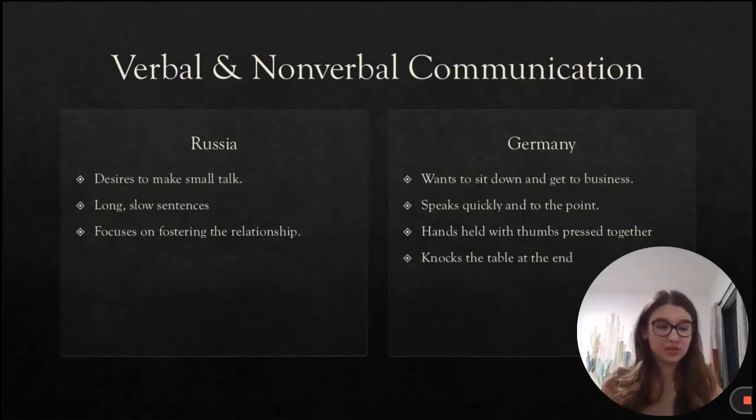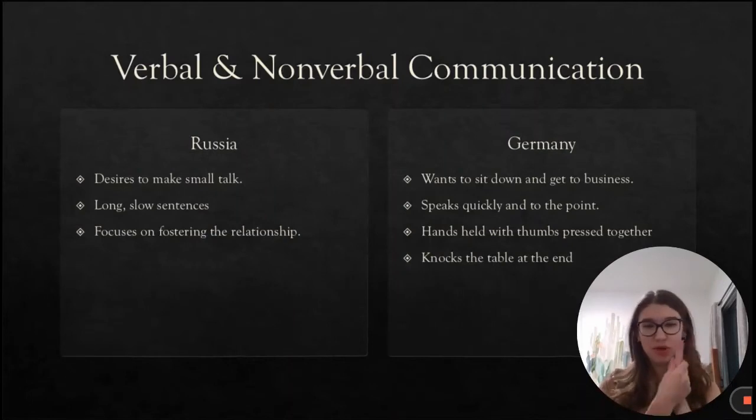Okay, now verbal and nonverbal communication. So Russia works indirectly, so they attempt to make small talk in the beginning, while Germany is straight to the point, just wants to sit down and get to business. This is because Russia's working on fostering a relationship. They think that's what's going to make their deal, while Germany is working more directly and wanting to quickly get to the point and discuss their business.